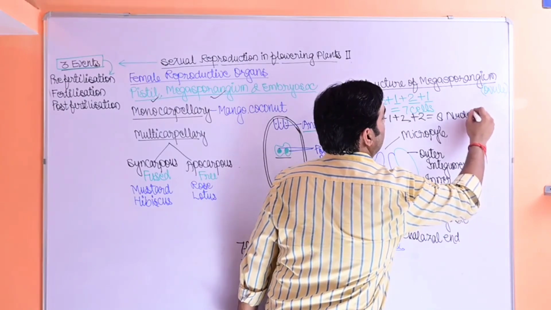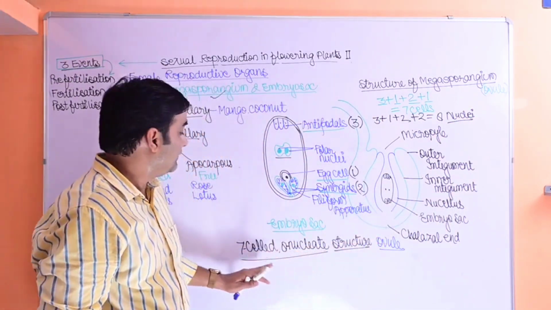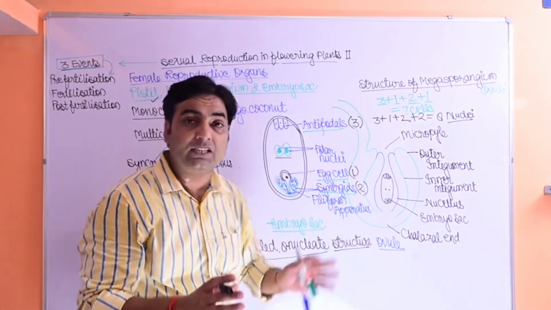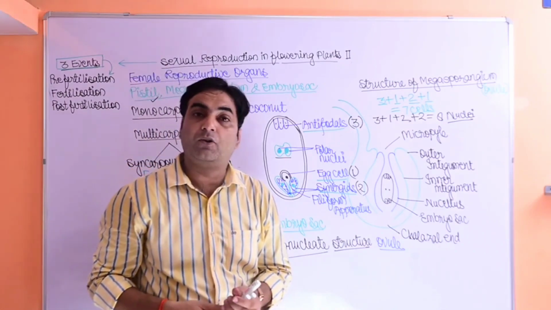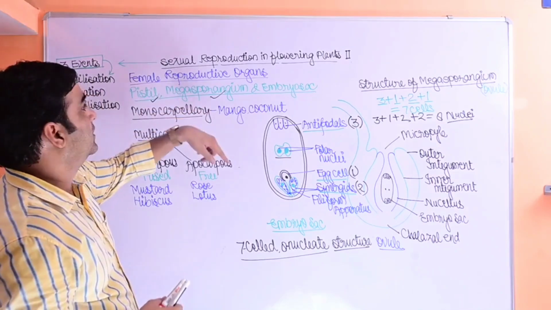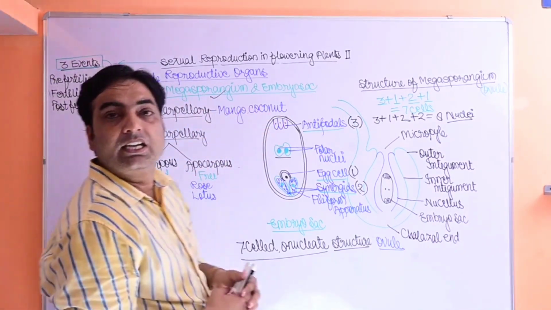So there will be 8 nuclei, and therefore it is called 7-celled 8 nucleate structure. So this is what we have studied about female reproductive organ. Now we will talk about the next event of this sexual reproduction in flowering plants, fertilization, in the next video.